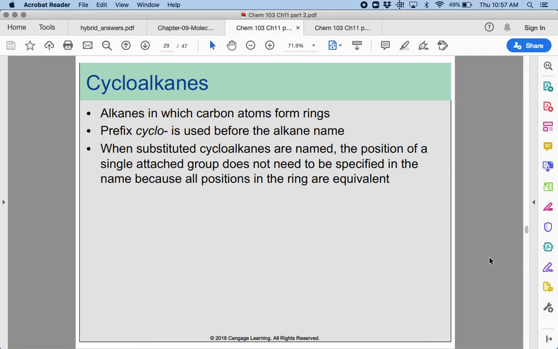The last topic that we're going to talk about of our alkanes before we move on to some other things are cycloalkanes. So these are alkanes that are cyclical. So they'll kind of make boxes or rings. We use the prefix cyclo to represent that it is cyclical, and it just will be added on to the regular alkane name.